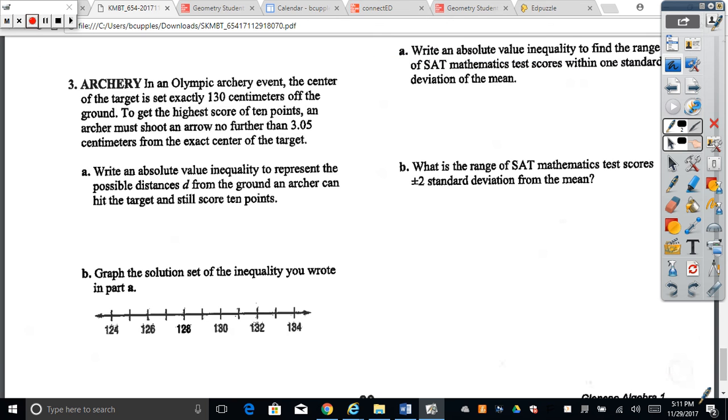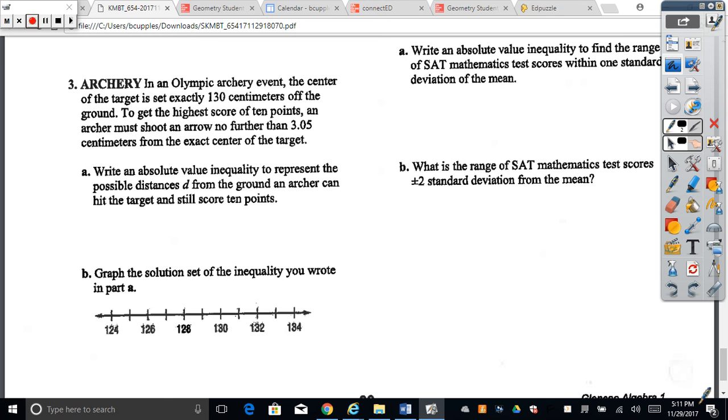It says, in an Olympic archery event, the center of the target is set exactly 130 centimeters off the ground. To get the highest score of 10 points, an archer must shoot an arrow no further than 3.05 centimeters from the exact center of the target. Write an absolute value inequality to represent the possible distances d from the ground an archer can hit the target and still score 10 points.